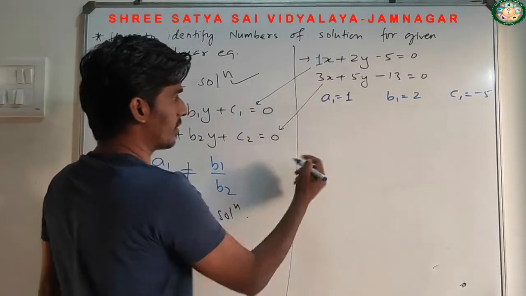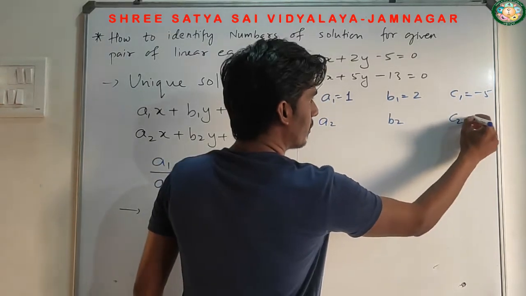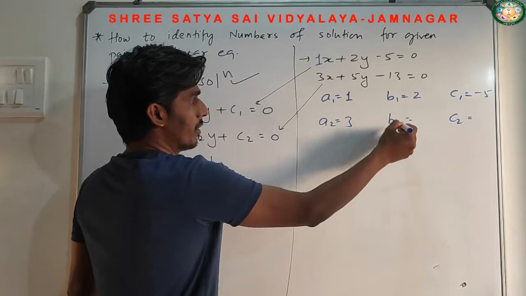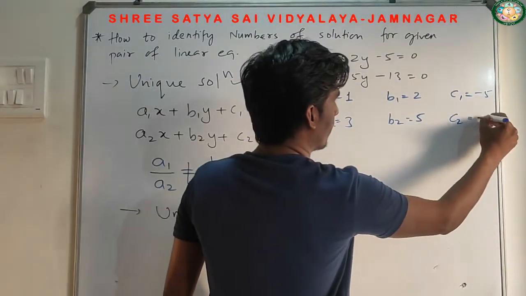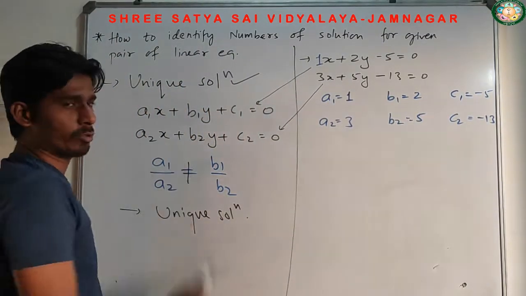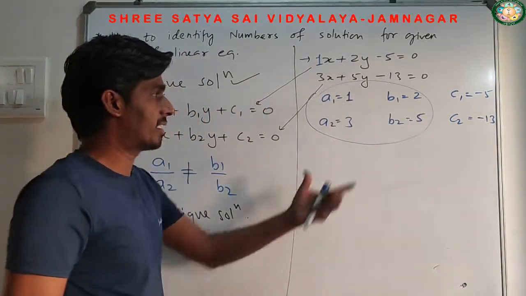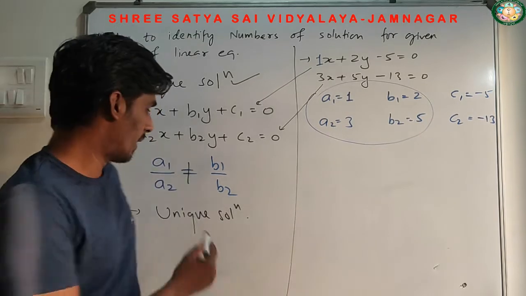Similarly, let's compare the second equation with the second standard form of the linear equation. So a2, b2 and c2. What is a2 here? 3. What is b2 here? 5. What is c2 here? Minus 13. For the condition of unique solution, we just want these four values. With these four values we will find out whether it has a unique solution or not by this condition.